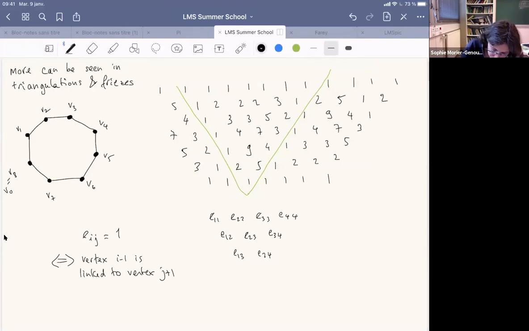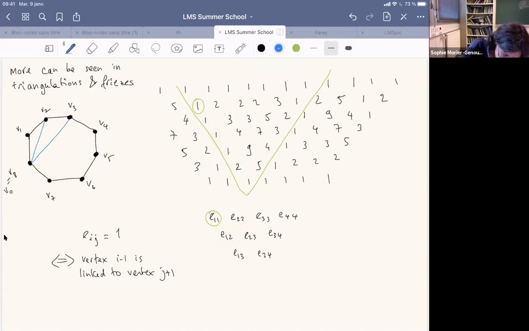So what do I read in this? This entry is this one. So what do I read? I read that E11 equals 1. So that means that vertex 0 is linked to vertex 2. Then I read that here this entry is 1. So that means that vertex 0 is also linked to vertex 3. And vertex 0 is also linked to vertex 4 and to vertex 5.